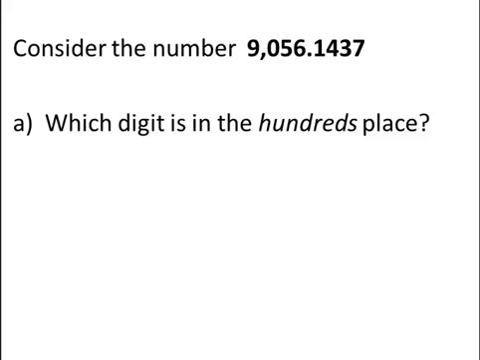which asks, which digit is in the hundreds place? So because it ends in "ds," we are looking for something that is to the left of the decimal point. So let's just review what these place values are named. Okay. The first place value is the ones, then the tens, then the hundreds, and then the thousands.